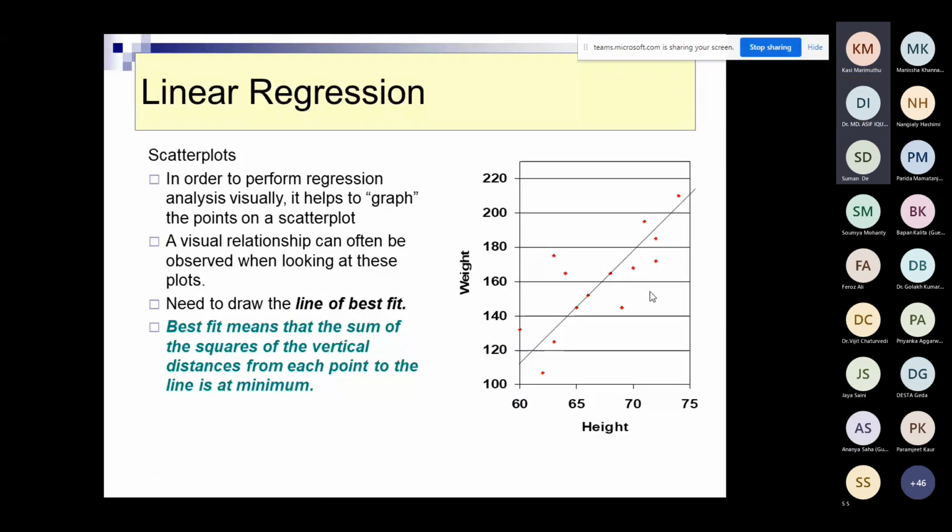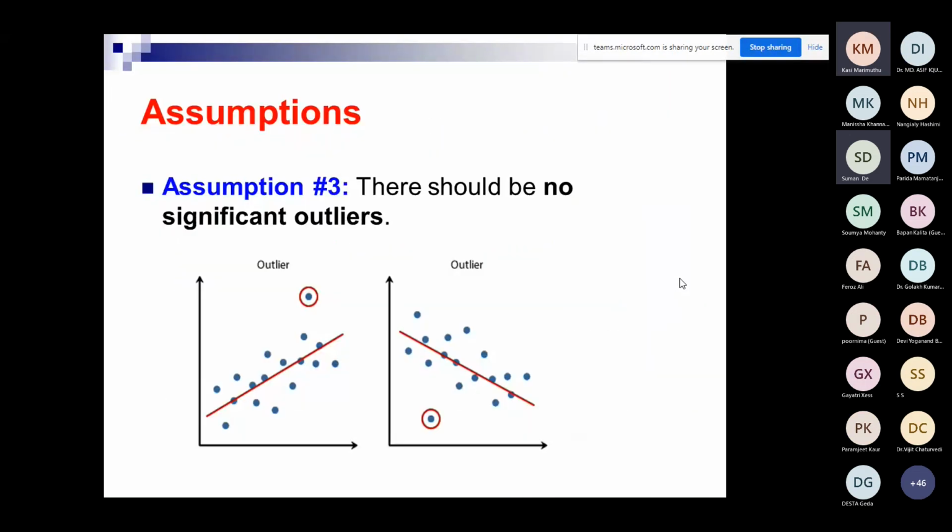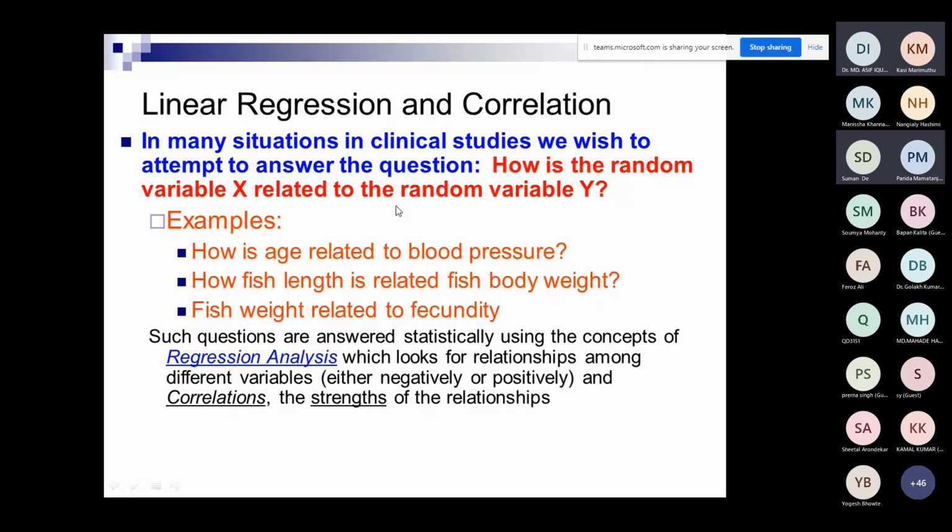What is the third assumption of this linear regression, sir? That should be no significant outlier, sir. No extreme outlier. So we have to check for outliers first. You need to check by conducting a scatter plot. You can remove that. If there are no significant outliers, it means we can run this linear regression. Yes, sir, you're right.